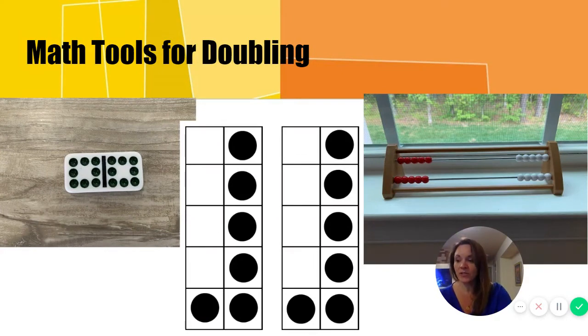Tools that are helpful to use with doubles include dominoes, Rekenreks, or double 10 frames. On the Rekenrek that you see above me right now, I've split 10 beads evenly between the 2 rows. There are 5 red beads on my top row and 5 red beads on my bottom row. Since 5 and 5 make 10, 10 minus 5 equals 5.